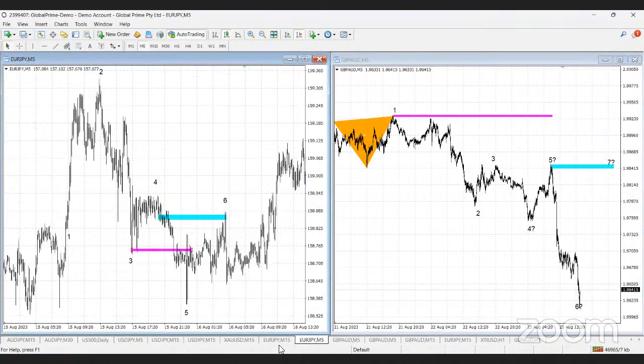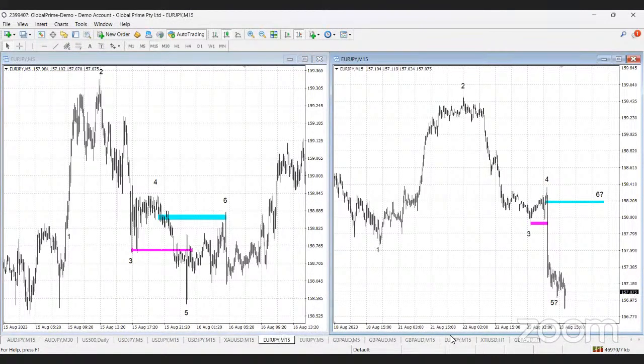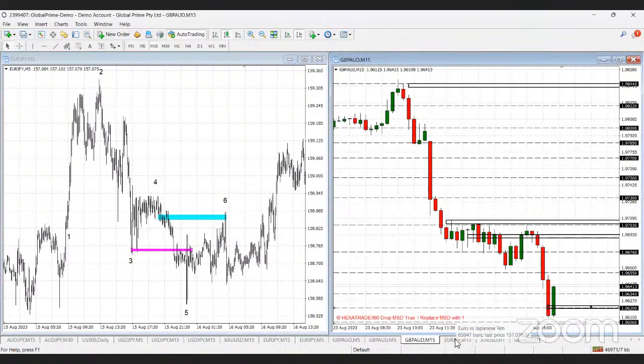Here's a free tip, guys. Watch the daily opens. You'll be surprised how strong of a support resistance level the daily open is. And I'm sure you're going to be able to find patterns that happen all the time around the daily open.